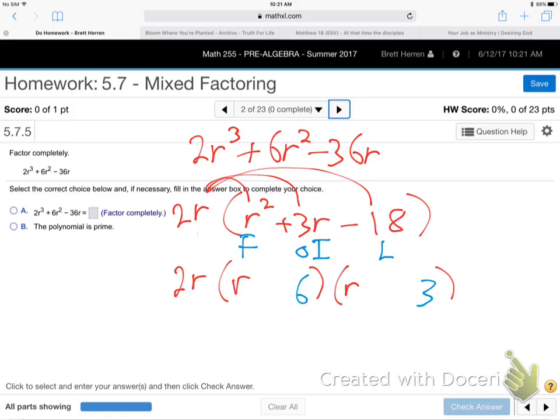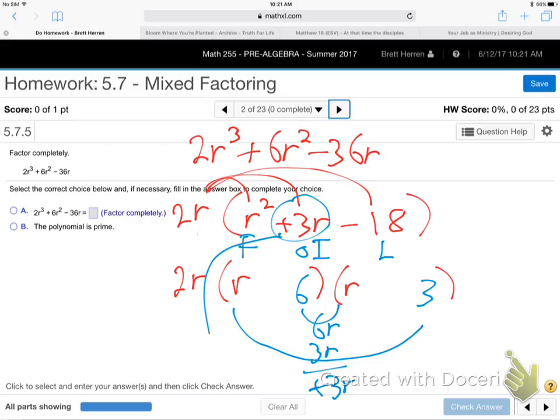But then let's do the signs. The 2 inner, the 2 outer. We got 6R and 3R, and they have to make plus. Remember, you always grab the middle and bring it down to there, huh? Plus 3R. So what signs do we put on the 6 and the 3 to make plus 3R?